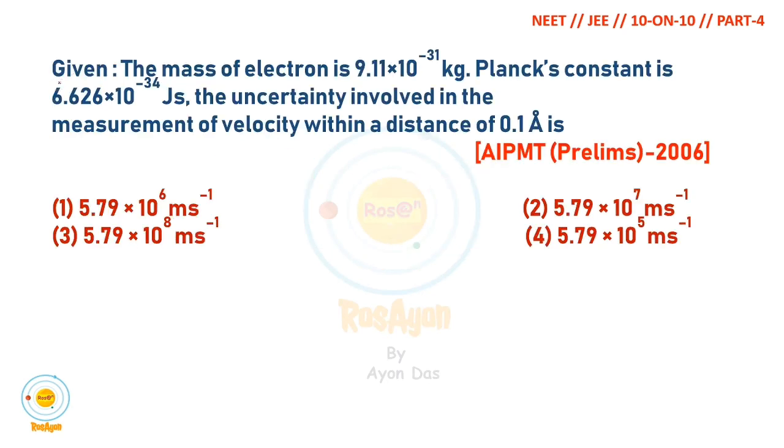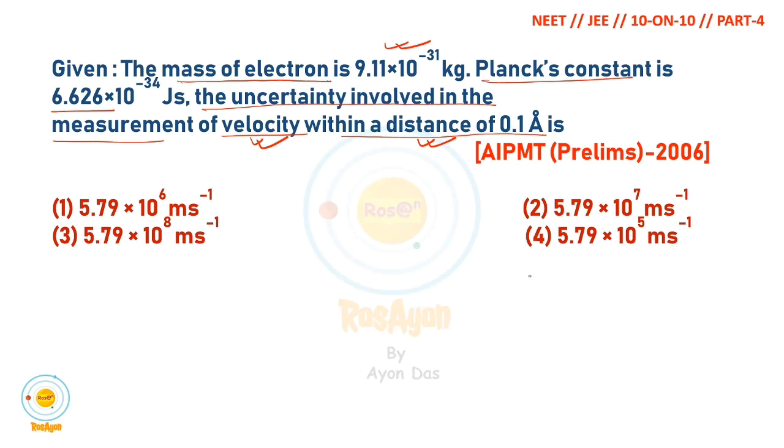Now see the ninth problem. The mass of the electron is given and the Planck constant is also given. The uncertainty involved in the measurement of velocity within a distance of 0.1 angstrom. That means here the uncertainty of distance is given. You have to determine the uncertainty in the measurement of velocity.